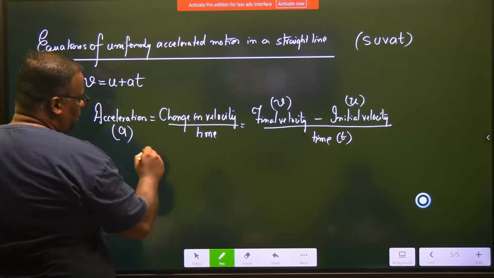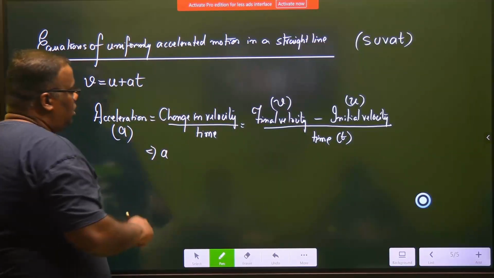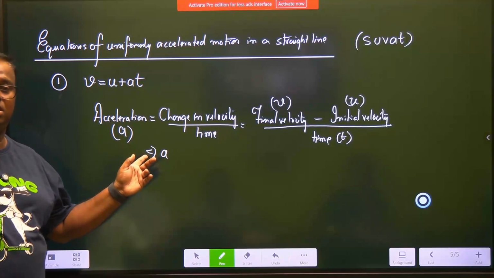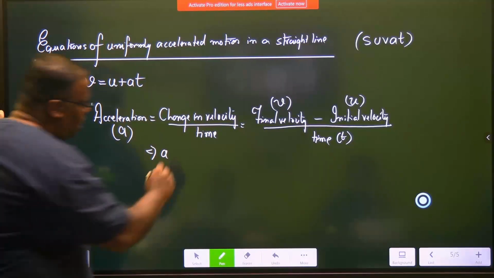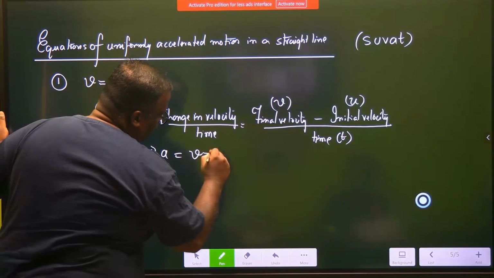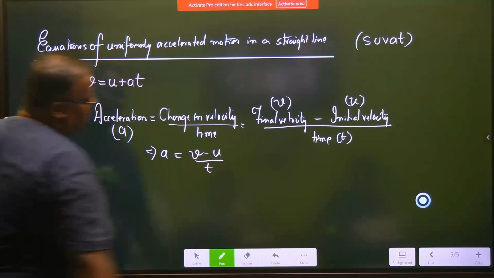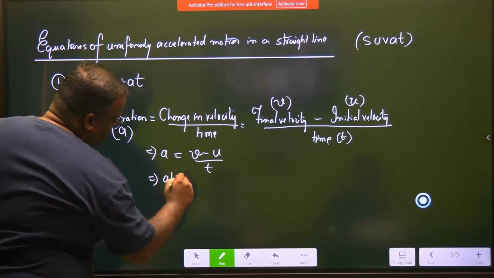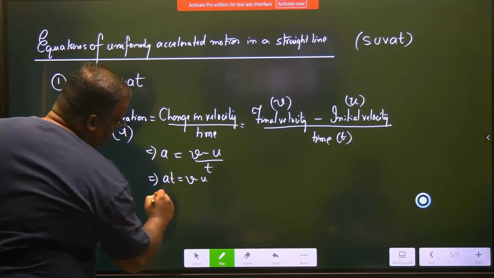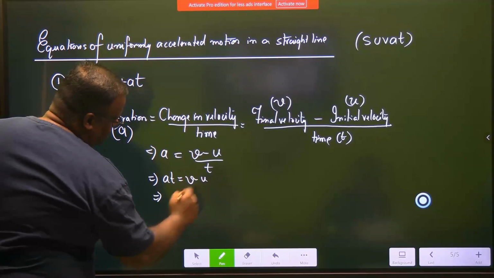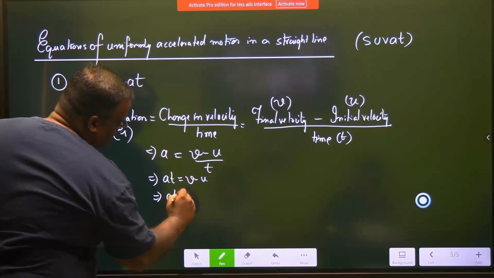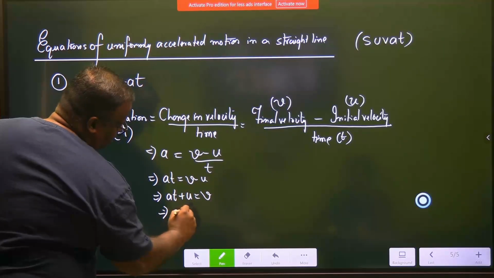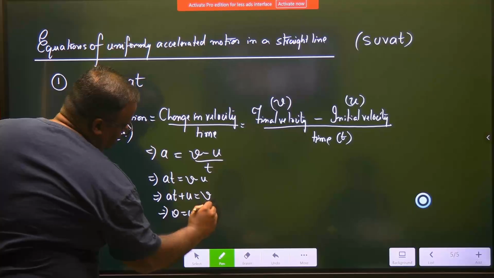So if you want to break this down, don't ever write an equal to sign out here. When you're using an equation, this always implies that, or A is equal to V minus U over T. Cross multiply. AT becomes equal to V minus U. Just rearrange, keep the V on this side. So this becomes AT plus U equals V. And now just transpose your hands. So V is equal to U plus AT.